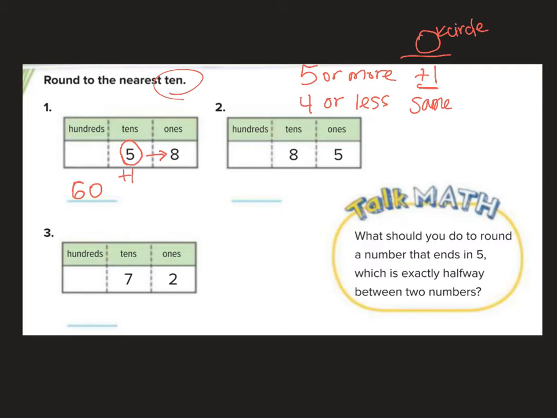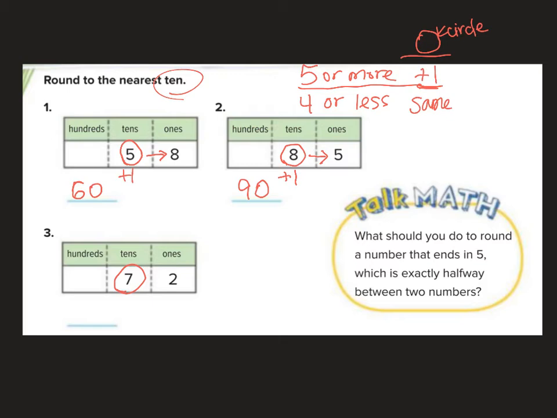Okay, round to the nearest 10. So I'm going to circle the digit in the tens place and look at the 5. 5 or more, add 1. So I'm going to add 1 to my circled number. So this is going to round to 90 because all the digits after become a 0.